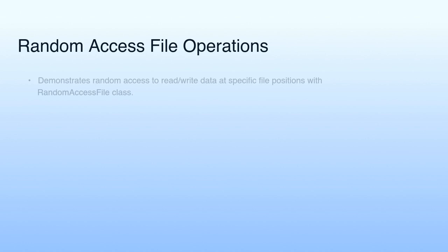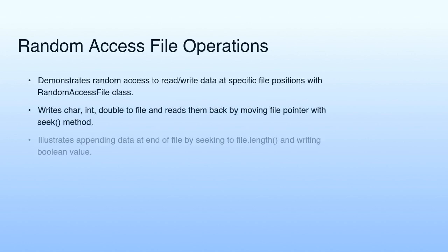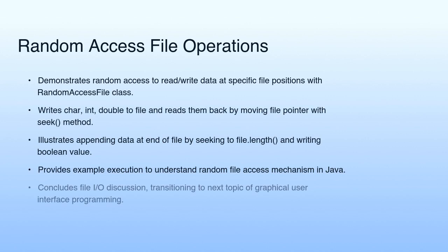We demonstrated random access to read and write data at specific file positions using the RandomAccessFile class. We wrote a character, an integer, and a double to a file, and then read them back by moving the file pointer with the seek method. We also illustrated appending data at the end of a file by seeking to file.length and writing a Boolean value. This provided an example execution to understand the random file access mechanism in Java.